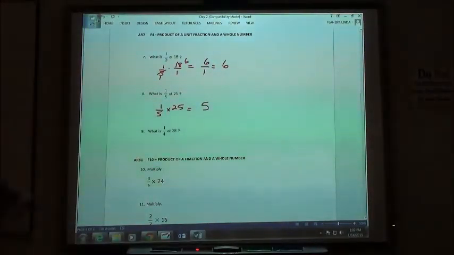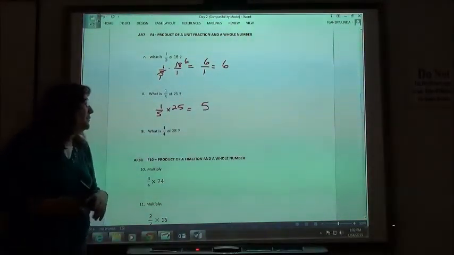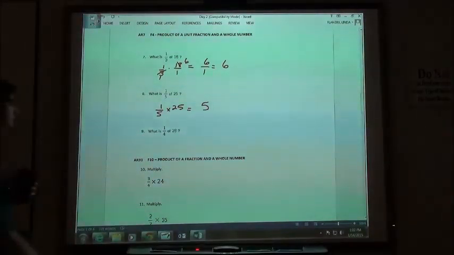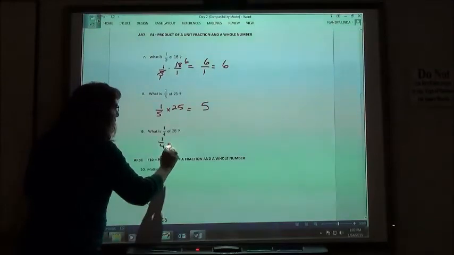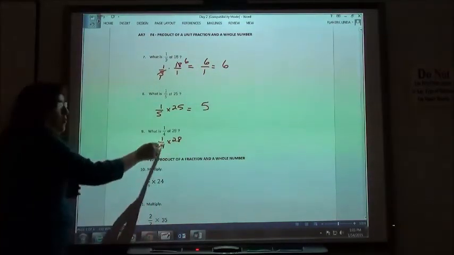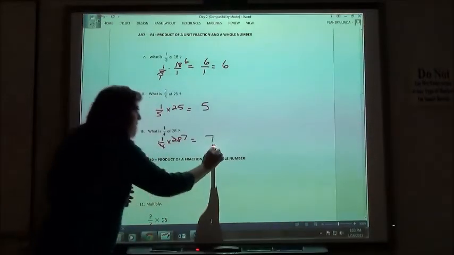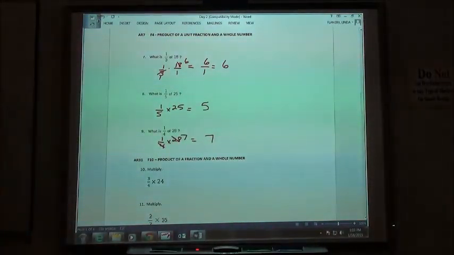If you want to write it up the long way, you can. But the shortcut is just to remember, I'm just going to divide that denominator into my whole number. So 1/4 of 28. 1/4 times 28. 4 goes into 28 7 times. I'm just going to end up with 7 then.